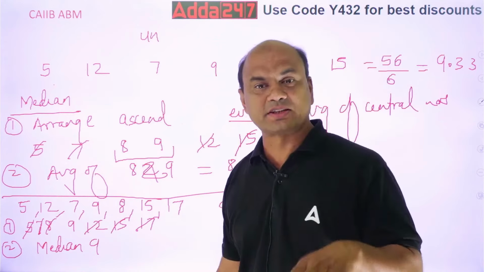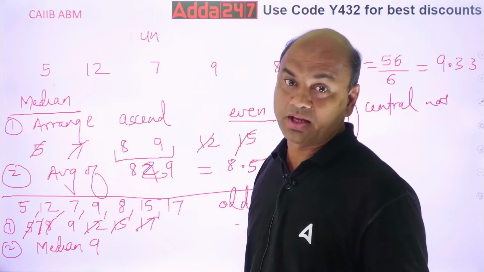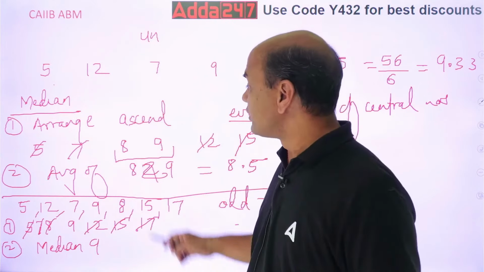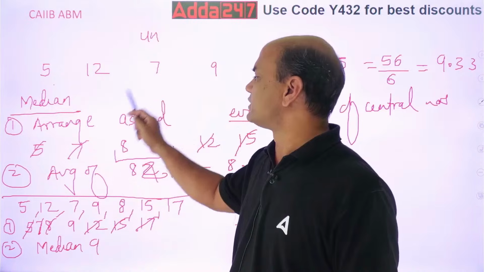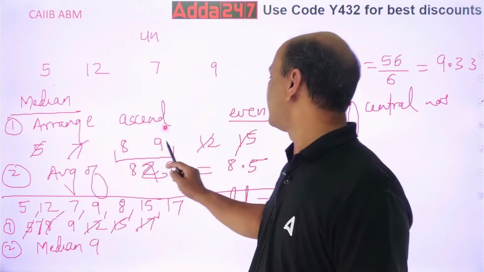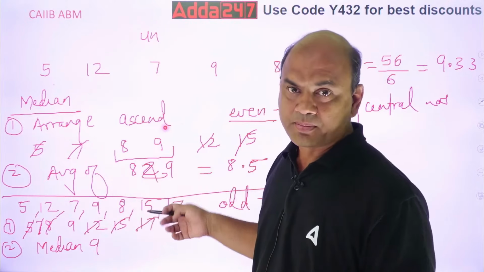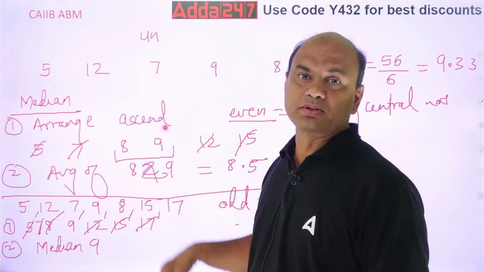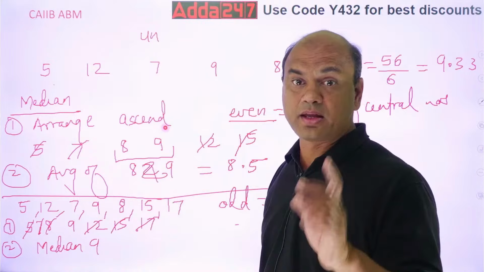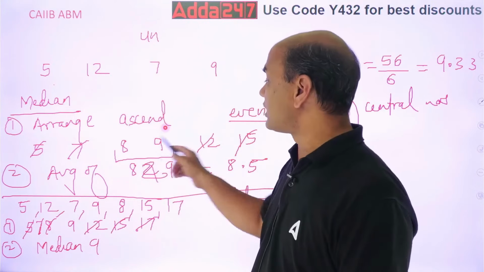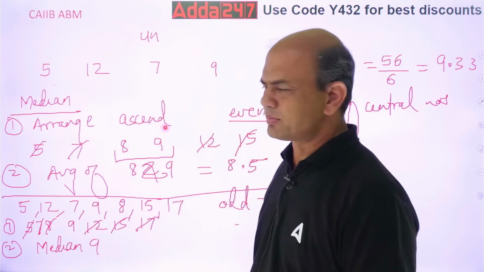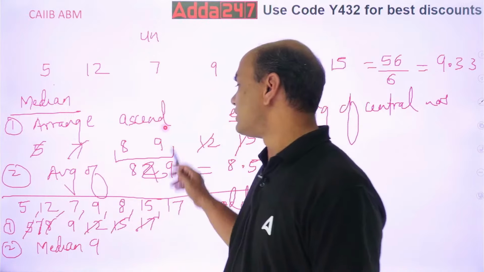When the numbers are even, then it becomes difficult. So if you have even numbers, you see this. You have arranged them: 5, 7, 8, 9, 12, 15. Now the center: there is no single central number. Take the average of the two central numbers if they are even, and if they are odd numbers, then directly take the central number. Okay? So that is about median.